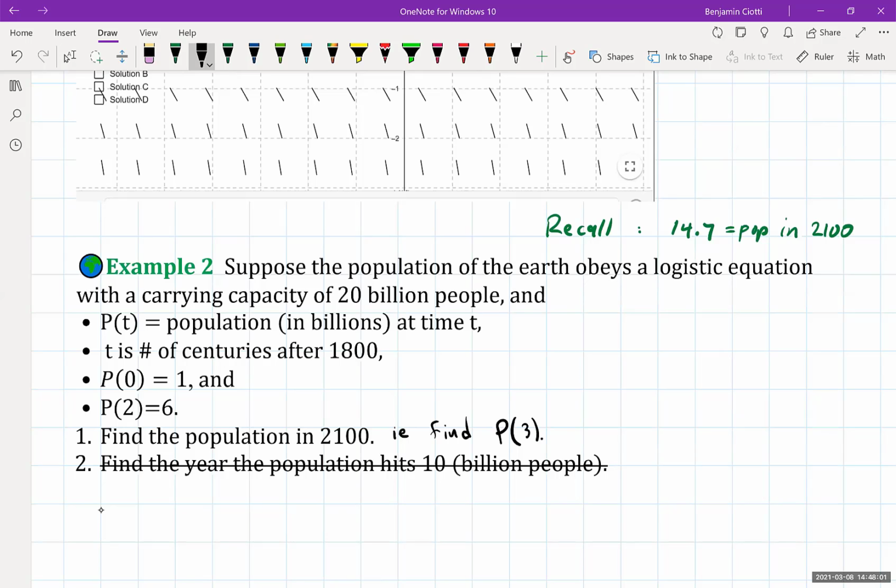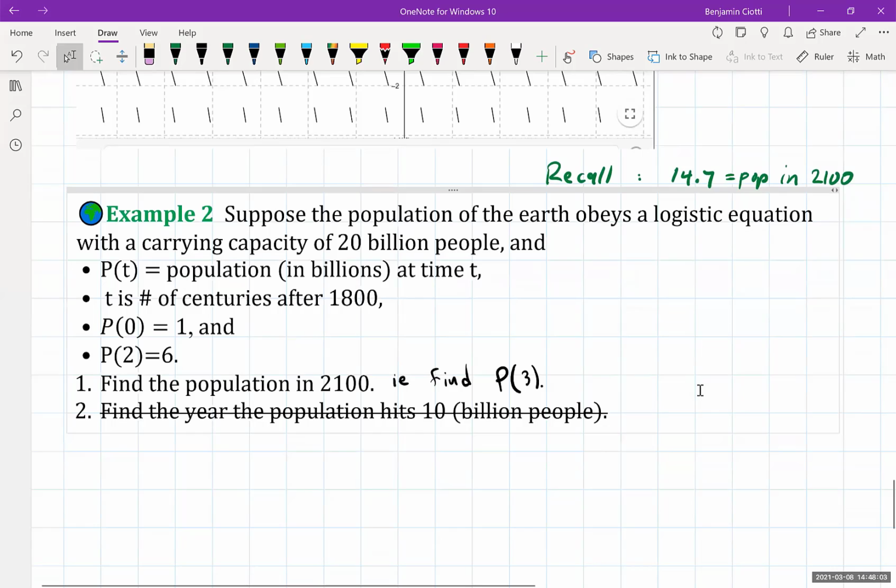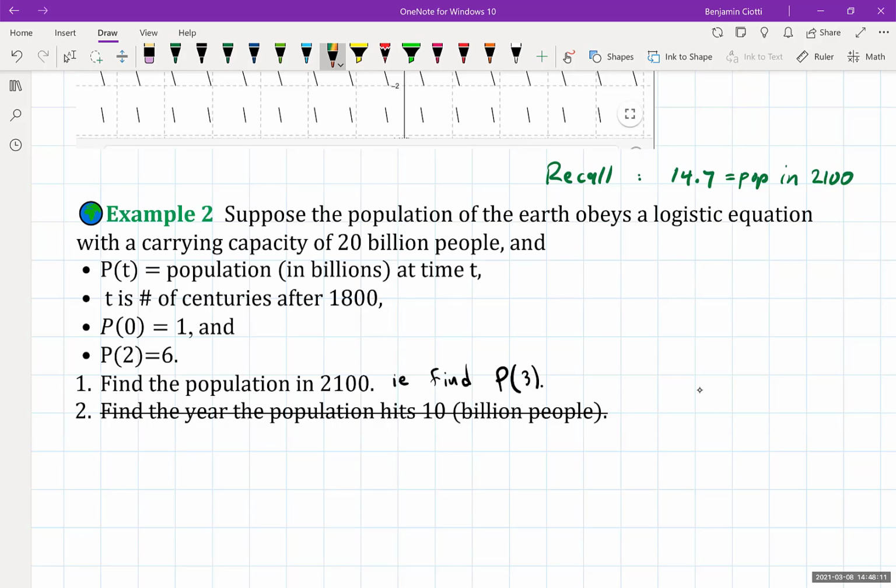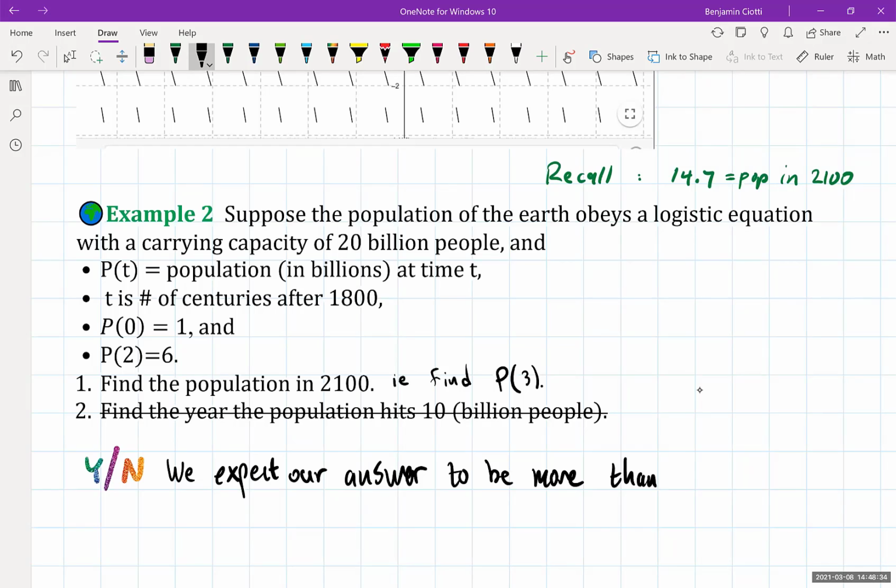And I want you all to do this. So go ahead and start it. I'll give you some hints. Right off the bat, though, let me just ask, do we expect it to be more or less than 14.7? So yes or no, we expect our answer to be more than the one we got with the previous model, yes or no?